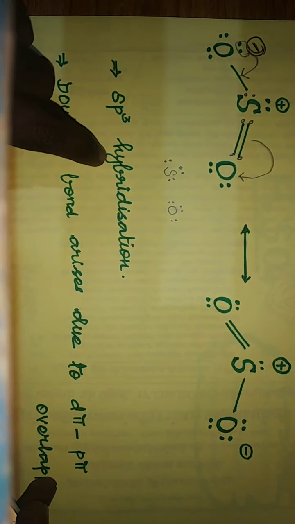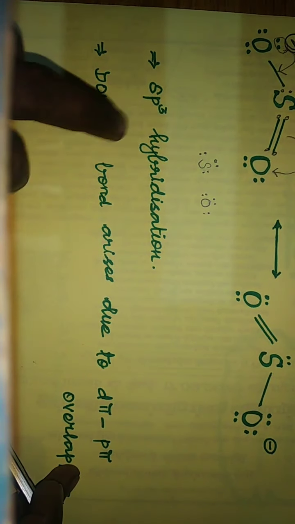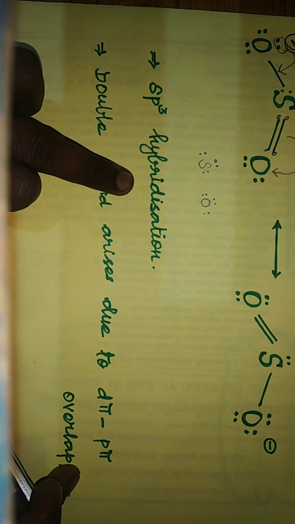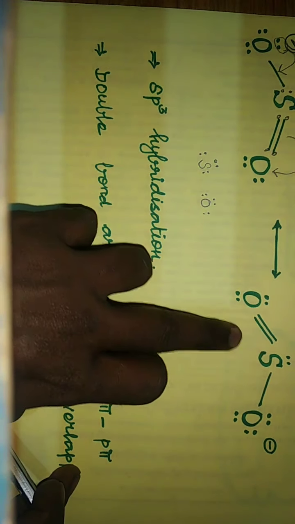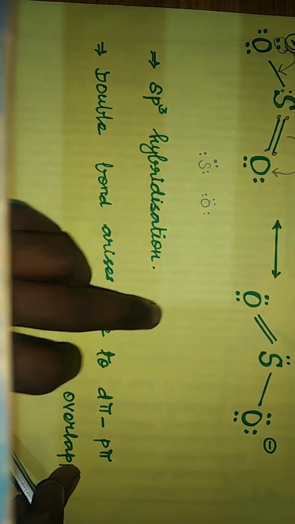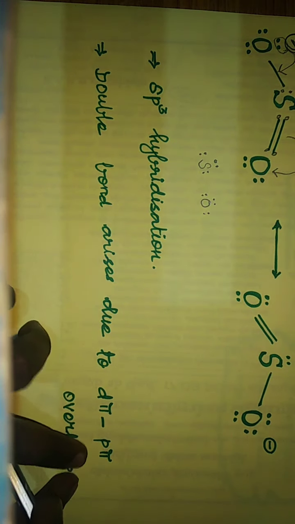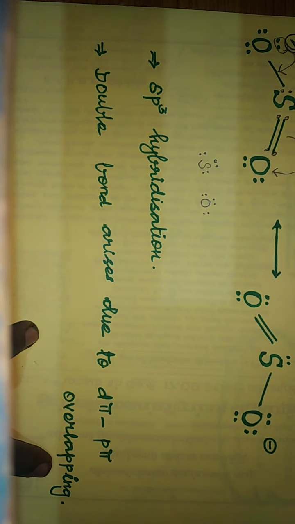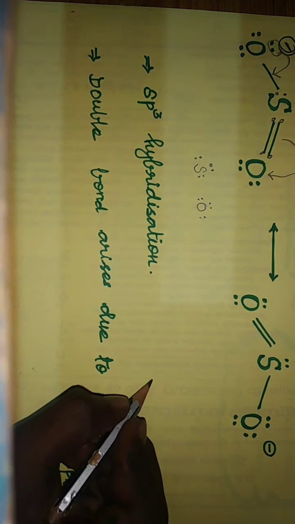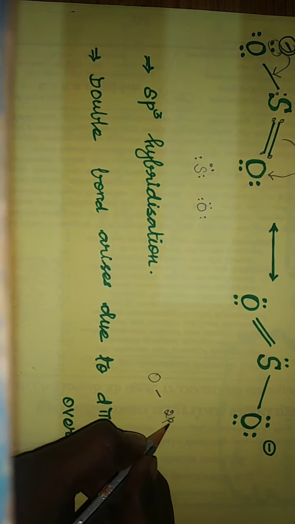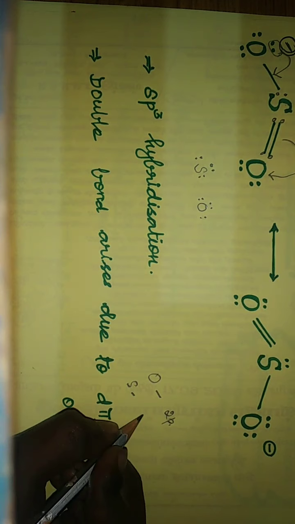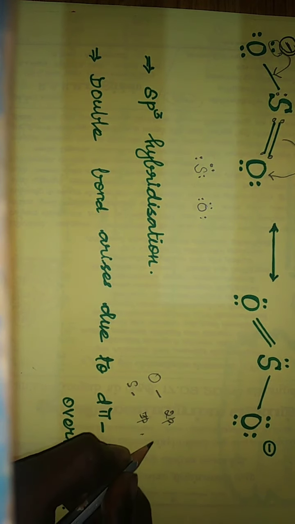Then the sulfur in the sulfur dioxide gas undergoes sp3 hybridization, and the double bond between sulfur and oxygen arises due to dπ-pπ overlapping. In oxygen the final orbital will be 2p, in sulfur the final orbital will be 3p, and after that 3d will be there.